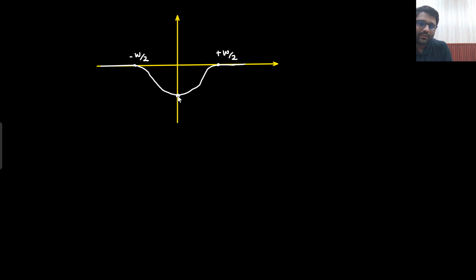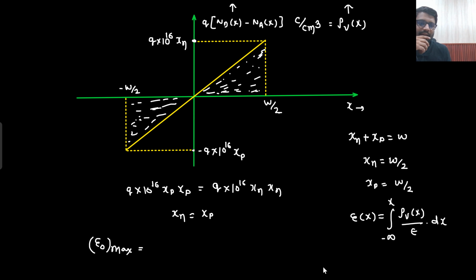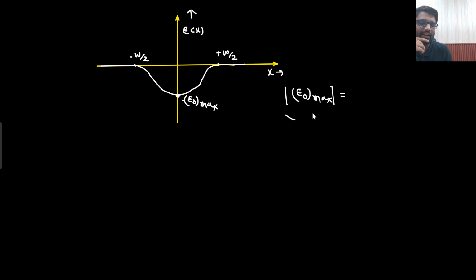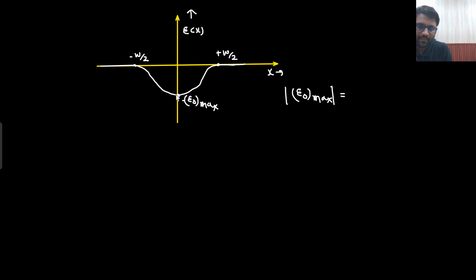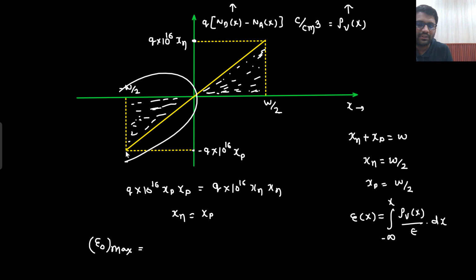So what will be this point? What do you think, what will be this point? This point would simply represent my Ex, and this point would simply represent the maximum value of electric field. They will always ask the magnitude. So what do you think, what will be the magnitude? Do I need to write down the equations here? No. If I only need to find out the E naught max, do I need to write down an equation? No. I know that this particular point will be simply equal to this much area.